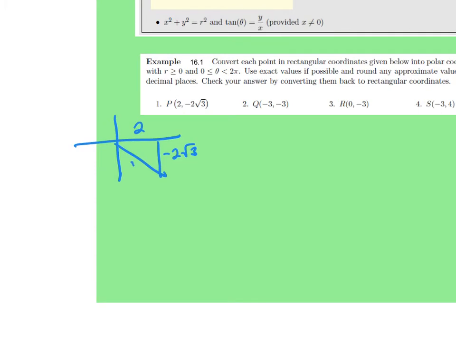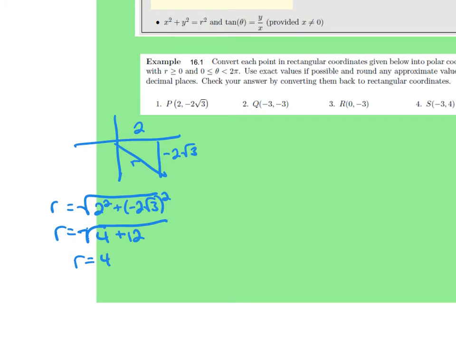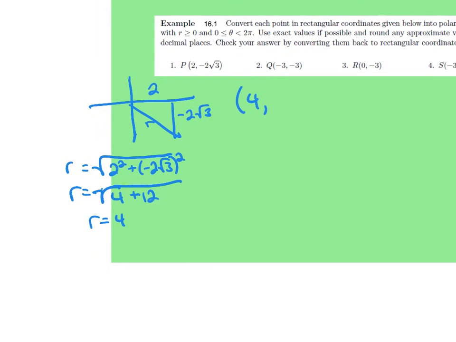First let's figure out what our r is going to be. r equals the square root of 2 squared plus negative 2 root 3 squared. So I think we're going to get the square root of 4 plus 4 times 3, 12, square root of 16, 4. This looks like a 30, 60, 90 triangle, but let's see. Okay, so we need r, theta. Right now we have 4 comma something. Then we're going to figure out tangent.